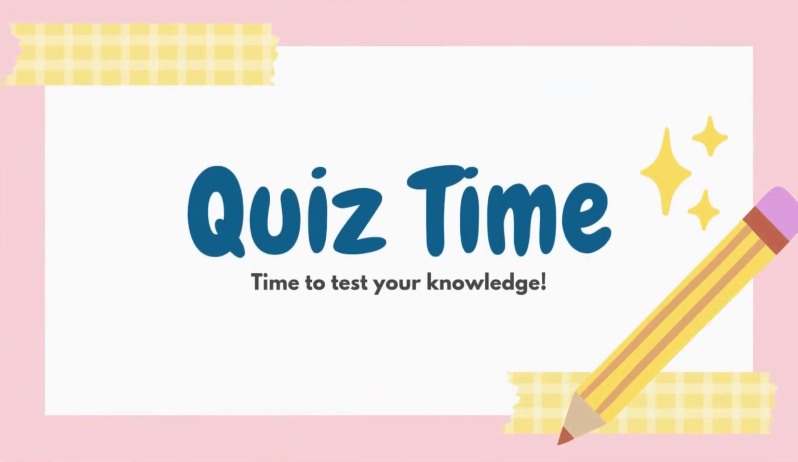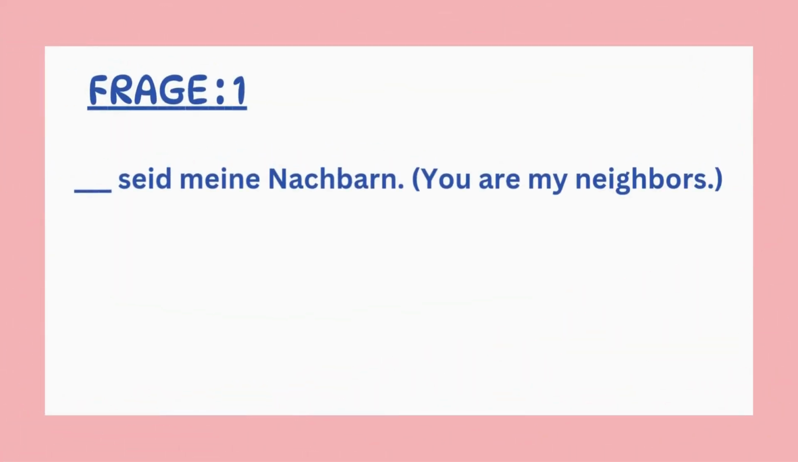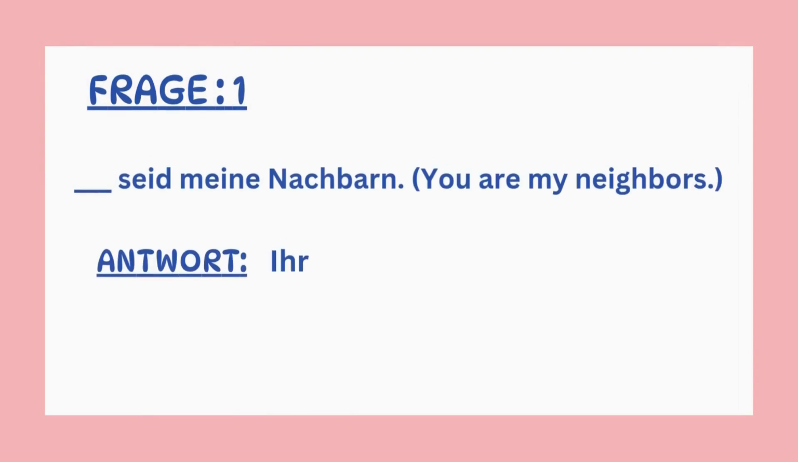Now it's time to test what we have learned. Let's do a quick quiz to see how well you remember German personal pronouns. Try to fill in the blanks before I reveal the answers. Question number 1, or in German, Frage 1. Seid meine Nachbarn. Here's a quick tip on how you can solve this question. See the translation that is written just next to the sentence. You are my neighbors. Now you just need to tell me what is you in German, and check whether it's singular or plural. Yes, you're right. The answer is ihr.